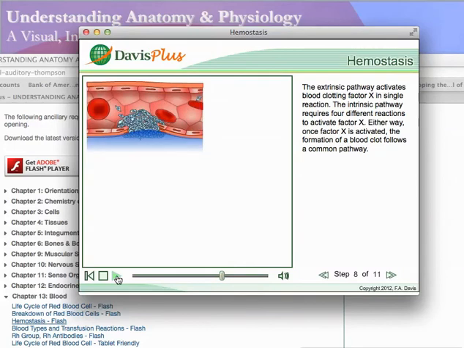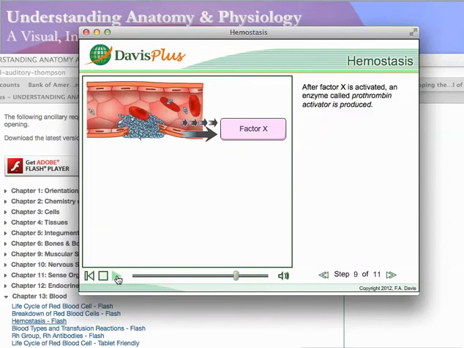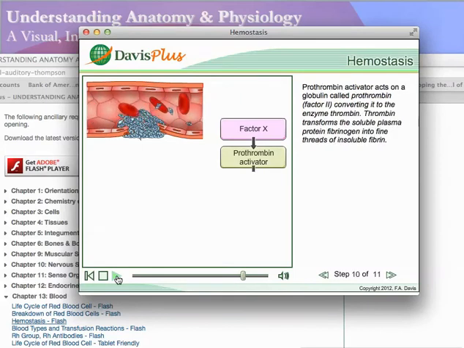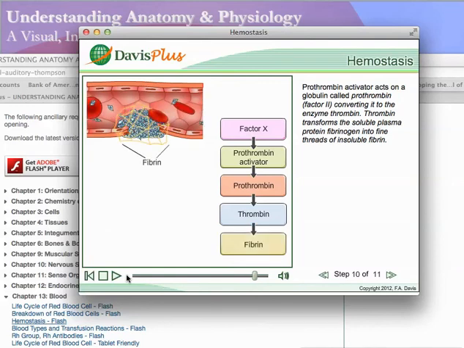The extrinsic pathway activates blood clotting factor X in a single reaction. The intrinsic pathway requires 4 different reactions to activate factor X. Either way, once factor X is activated, the formation of a blood clot follows a common pathway. After factor X is activated, an enzyme called prothrombin activator is produced. Prothrombin activator acts on a globulin called prothrombin, factor II, converting it to the enzyme thrombin. Thrombin transforms the soluble plasma protein fibrinogen into fine threads of insoluble fibrin.